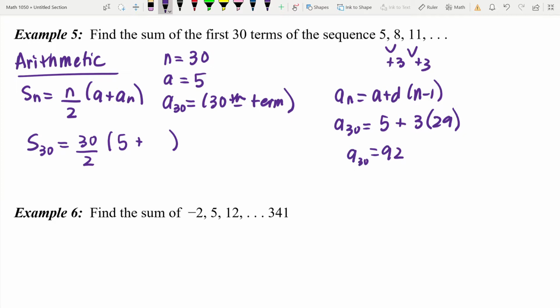That is not my answer. That's the 30th term. I want to know the sum. So now I have to bring that 92 right there. 30 divided by 2 is 15. So I'm going to go 15 parenthesis, 5 plus 92, close it off, hit enter. My answer is 1,455, and I'm done.